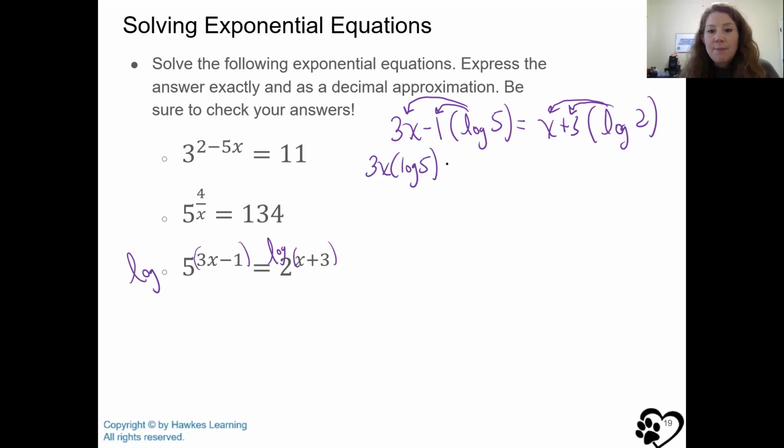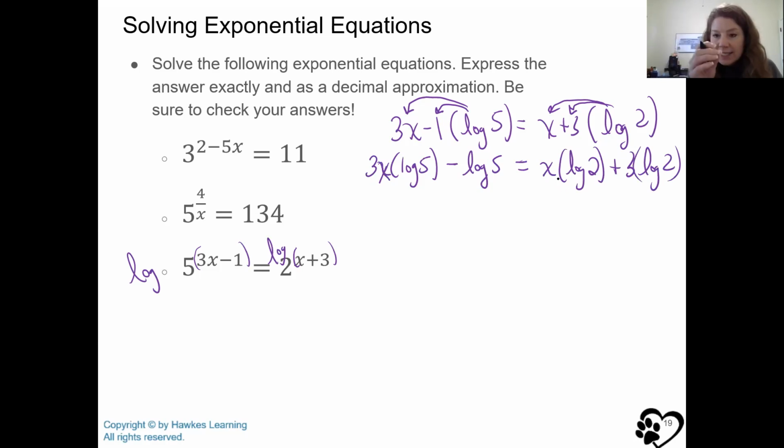And then this says minus 1 times the log of 5 is equal to x times the log of 2 plus 3 times the log of 2. So now we have x's, 3x and 1x on both sides. So we're going to get those x's together.